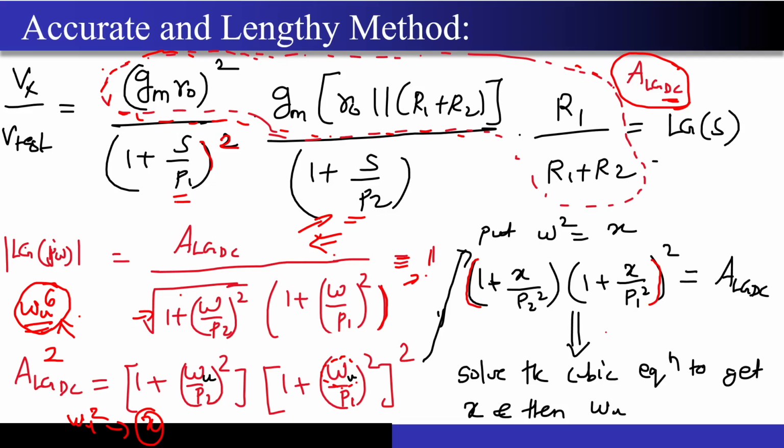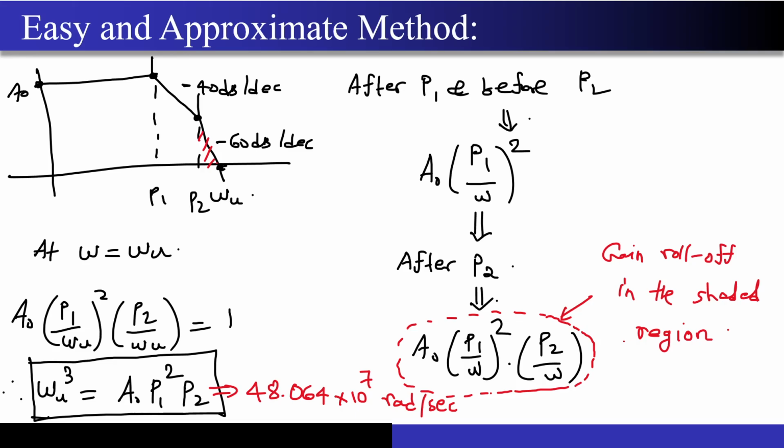But still you have a cubic expression. Unless you solve this cubic expression, you will not be able to get the value of x, and if you don't get the value of x, you will not be able to get the value of omega u, correct? If you have a calculator, or if you want to apply the Newton-Raphson method, some numerical methods, you can definitely do this. But in the exam, it is going to consume a hell of a lot of time, correct? So you can also apply some easy approximation, correct?